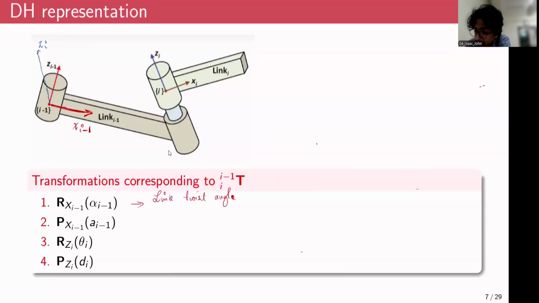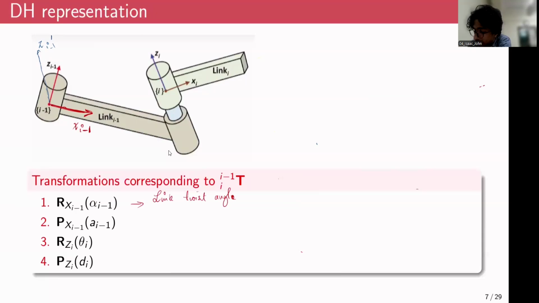That is the first transformation that we'll be doing. So I label this as zi minus 1 dash, right? Because after the first transformation, that is the pure rotation about xi minus 1, zi minus 1 will now move on to this new orientation, right? That is parallel to zi. So that is the first transformation.